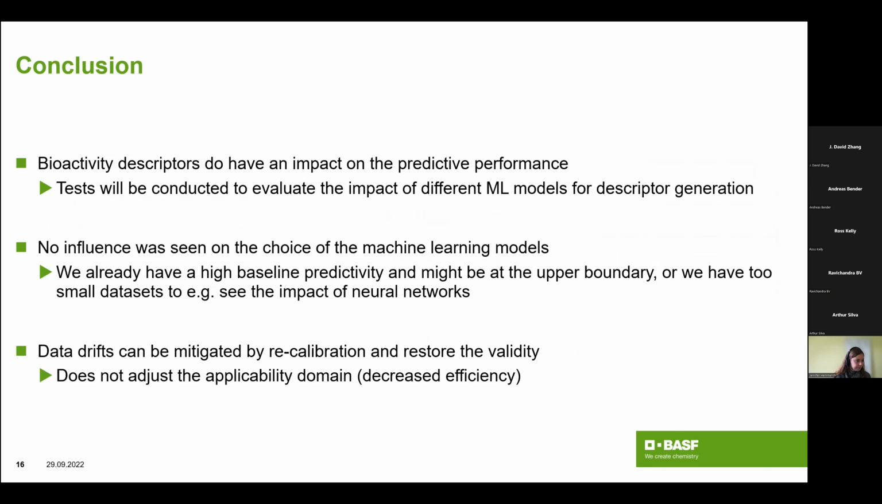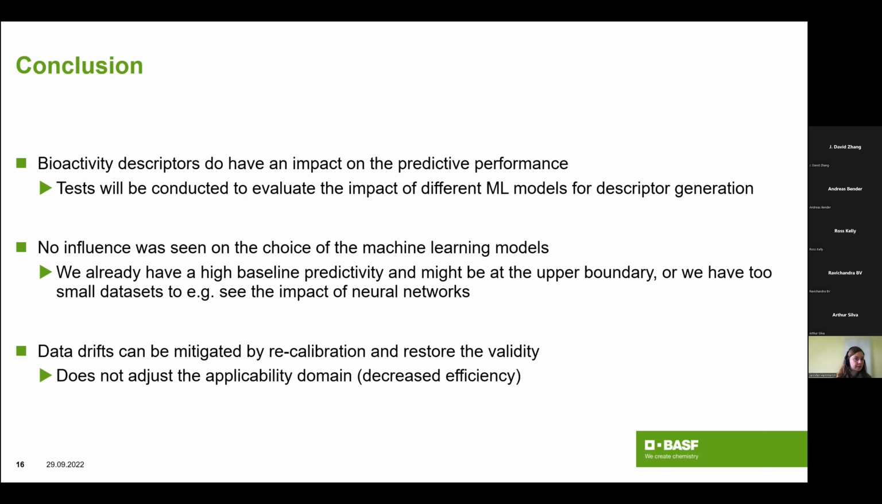And unfortunately we didn't see a lot of difference between the different algorithms, but I think for all models, we had a pretty high baseline predictivity. And maybe in the future with novel data, we can also see benefits there, depending on how hard the data is to predict. And then at the end, I could show you that if we have data drifts, we can really mitigate them by recalibration and restoring the validity. Unfortunately, that doesn't change the applicability domain of the model.